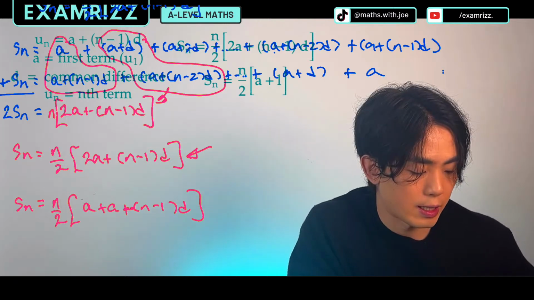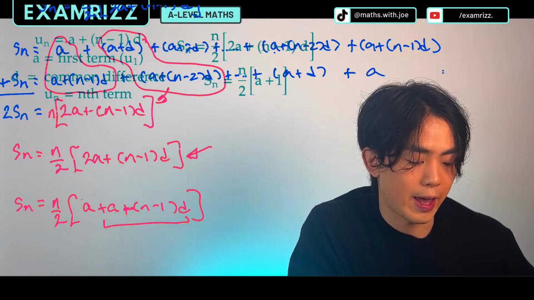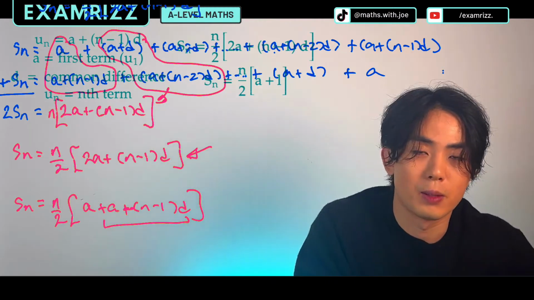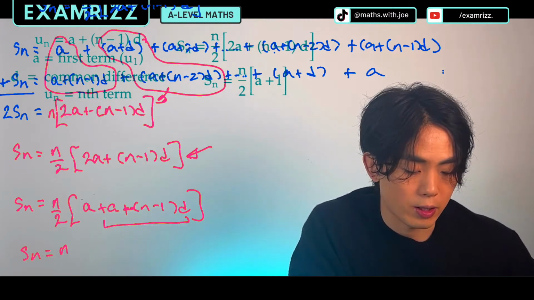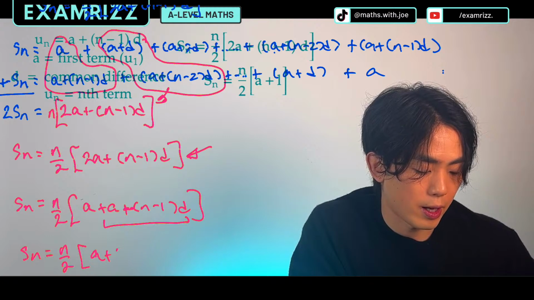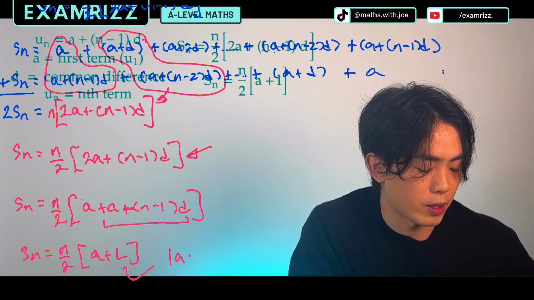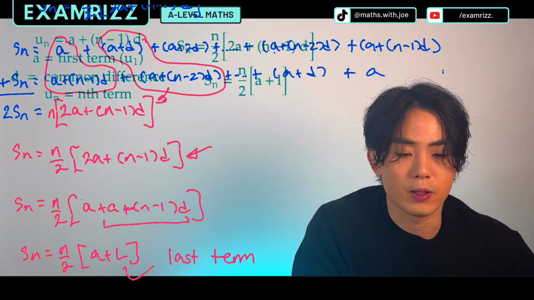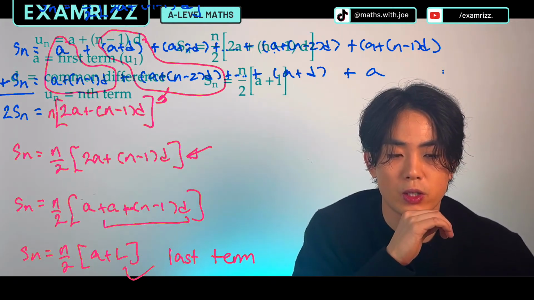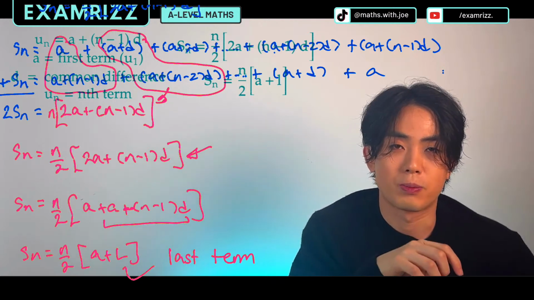And hopefully you realize this term here, a plus n minus 1d, is actually the last term of an arithmetic series. So we can replace it with L. So Sn is equal to n over 2 (a plus L), where L is the last term within the arithmetic series, okay? So this is how you prove these two equations. As I said, you need to know how to prove them both.